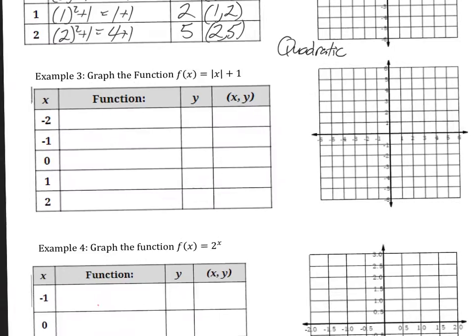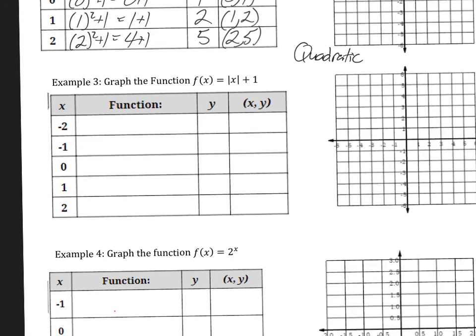Perfect. Okay. The next one, again, absolute value of -2 plus 1. What does absolute value do? It tells us that whatever number's inside the absolute value is automatically positive. So I have 2 plus 1. 2 plus 1 is 3. So I have -2 comma 3.